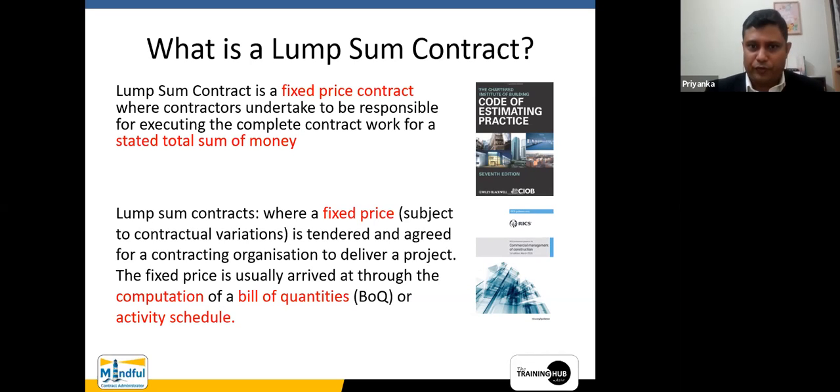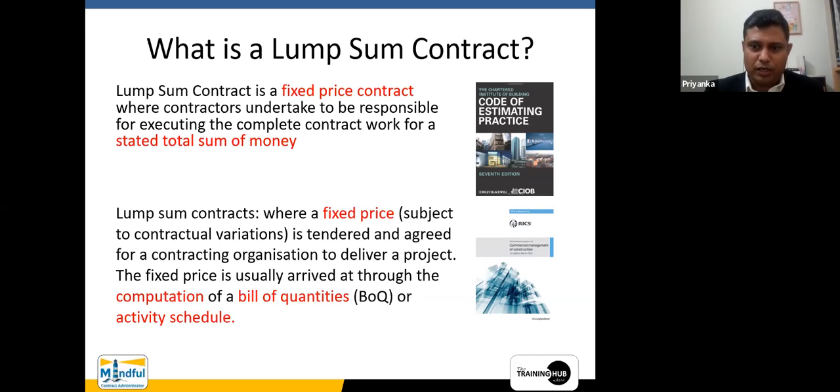A lump sum contract is a fixed price contract where contractors undertake to be responsible for executing the complete contract work for a stated total sum of money. This is what the Code of Estimating Practice in CIOB says.